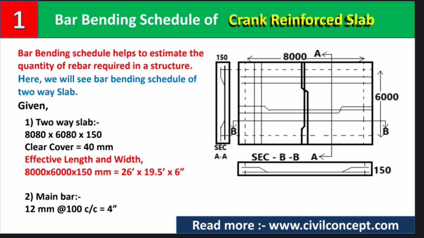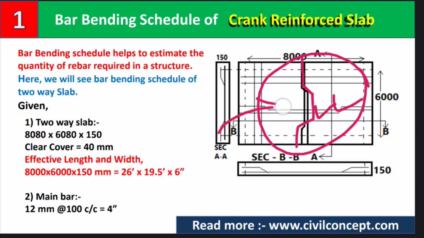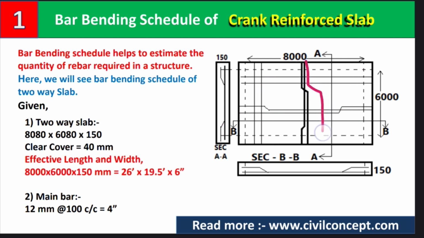In this video we will see the bar bending schedule of a cranked reinforced slab. A cranked reinforced slab is one where the reinforcement has been bent like this, and this bend is known as a crank. This type of reinforcement is provided in a two-way slab. It is also provided in a one-way slab, but there the crank bar is only in one direction. So let's start our video.